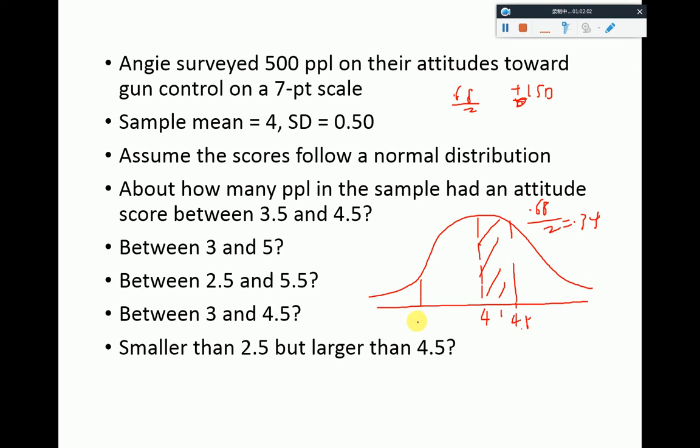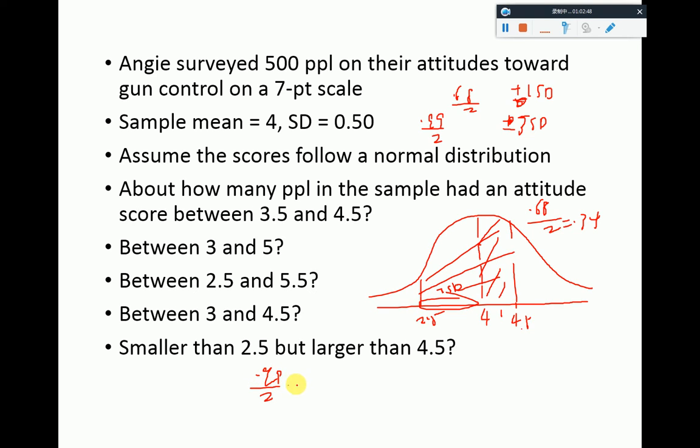Now 2.5 we know is 3 standard deviation below the mean. And we know from the empirical rule that the probability is 0.99 for any value that's within 3 standard deviation around the mean. Now we only want below, right? We don't want anything that's above, because we only care about values that's within this interval. So it will be 0.99 divided by 2.